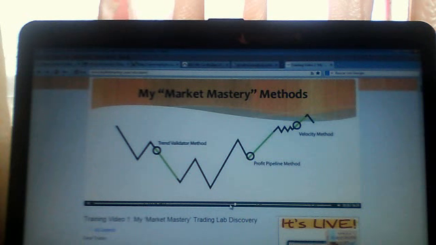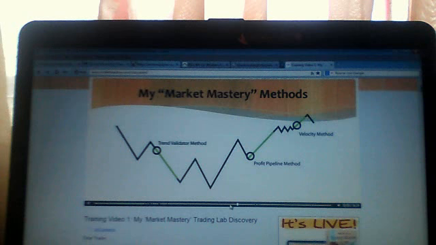Okay, first I want to highlight the trend validator method on the left-hand side of the chart. It goes after markets that are in a very strong trend after a significant pullback, and at the precise point that the trend is reasserting itself for another leg down or up. In this case, it's a short trade going down.